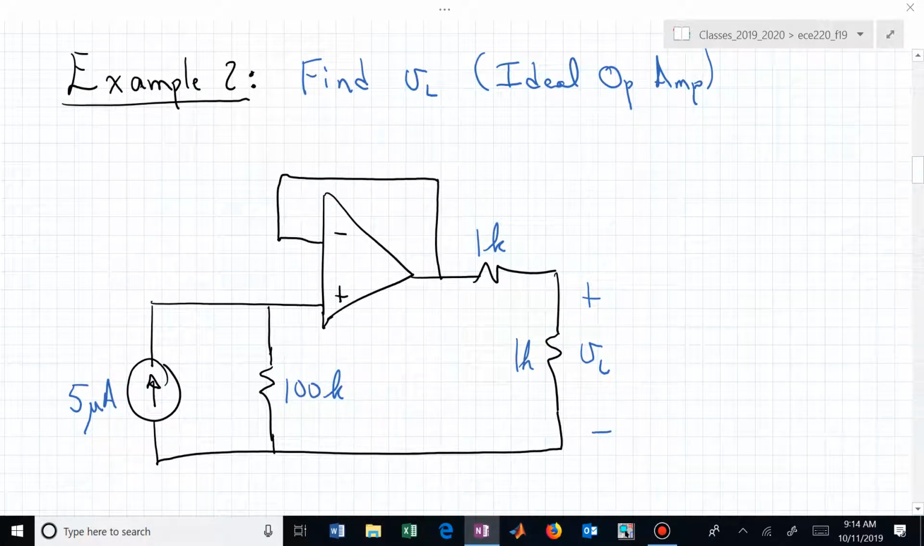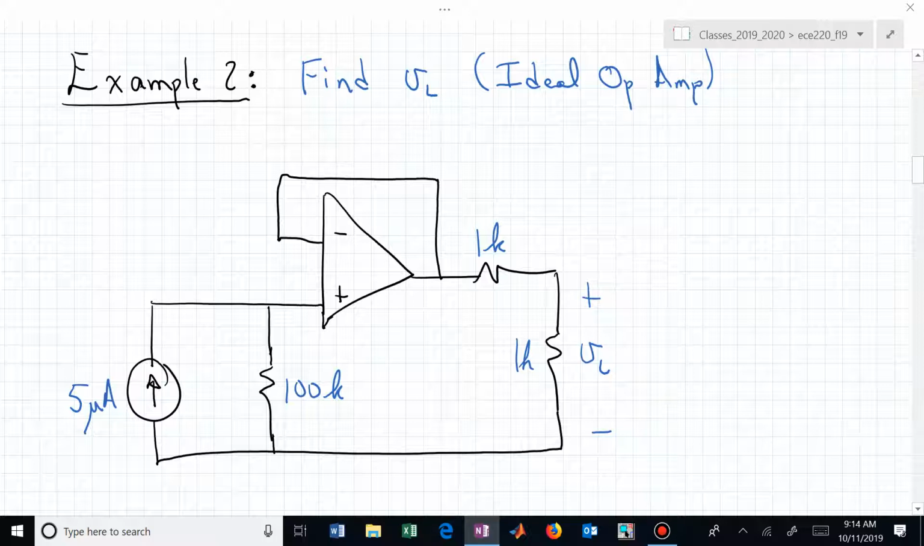Example number 2. Find V sub L. Wow, these circuits are looking kind of strange, but you can analyze them. You can just apply your steps and work through and figure it out.